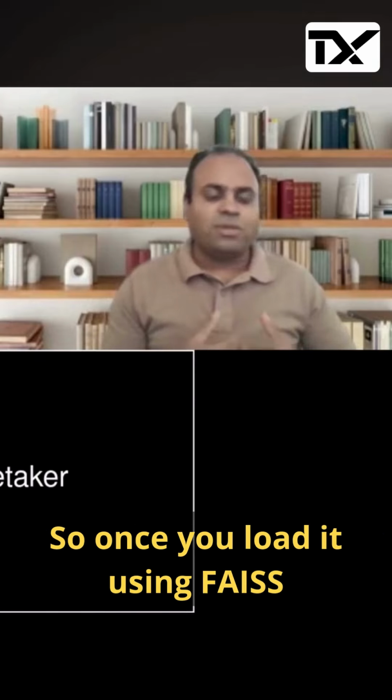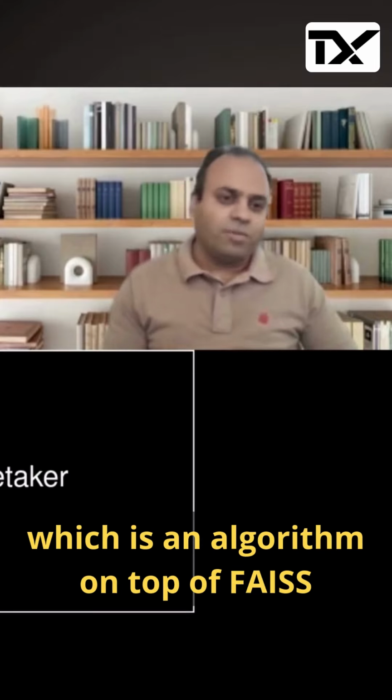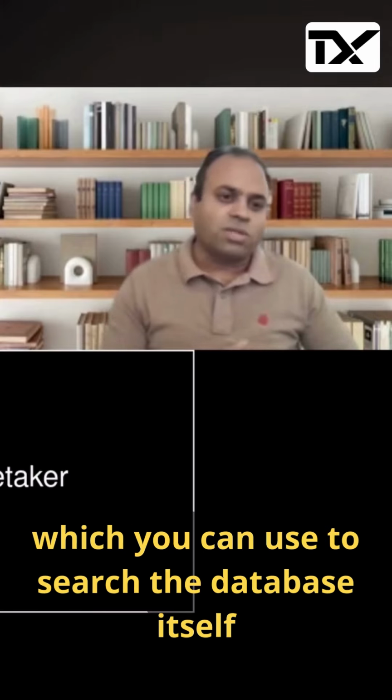So once you load it using FAISS, you can actually use things like MMR, which is an algorithm on top of FAISS, which you can use to search the database itself, right?